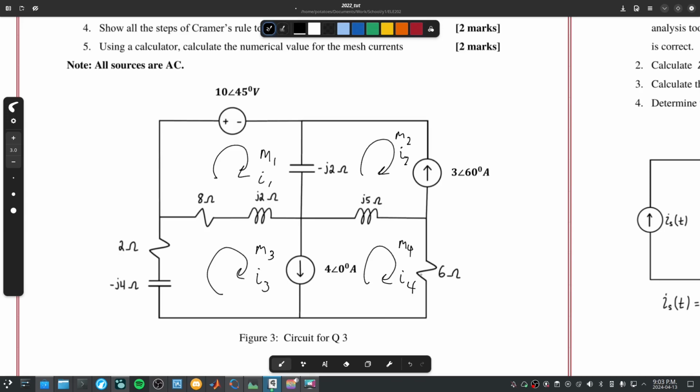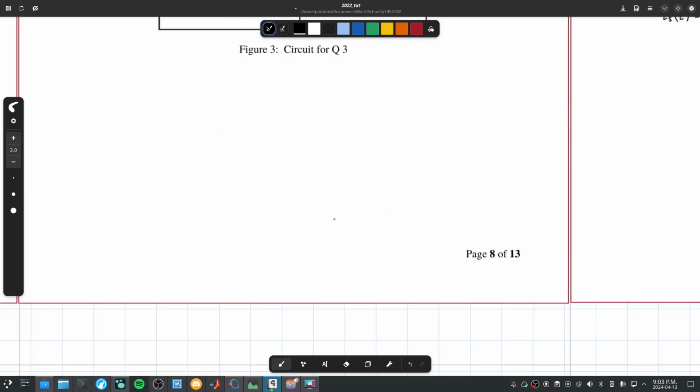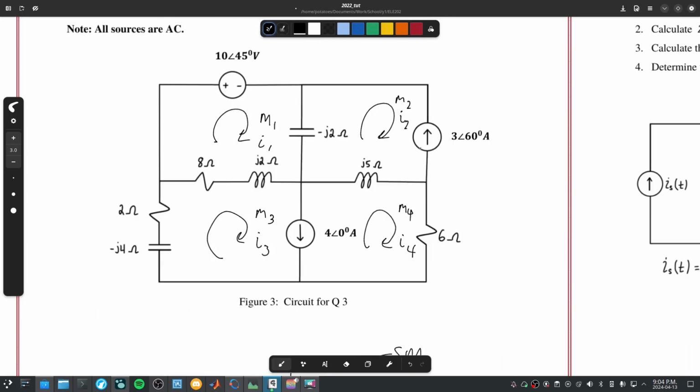Second part. Let's see if there's any super meshes. So remember that a super mesh is two meshes that are separated by some current source. This is a super mesh. And we have one right here.